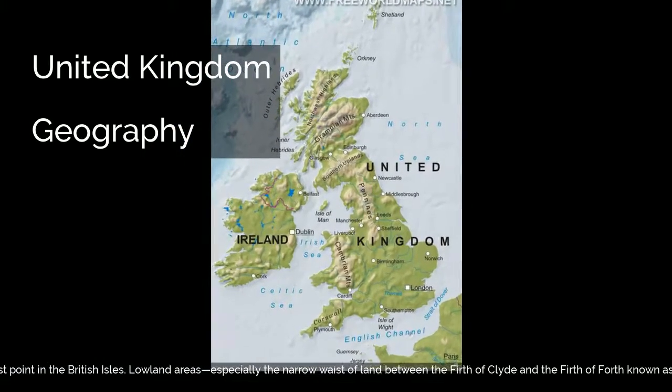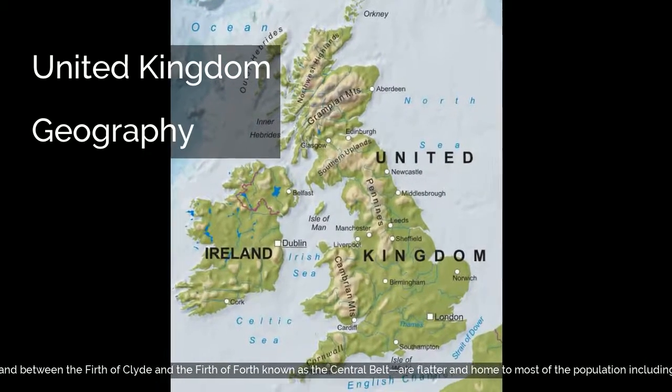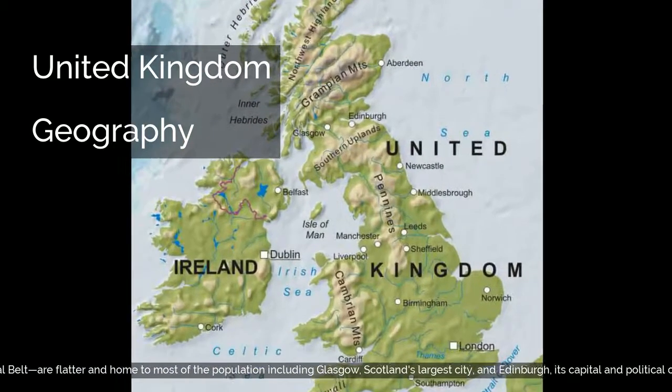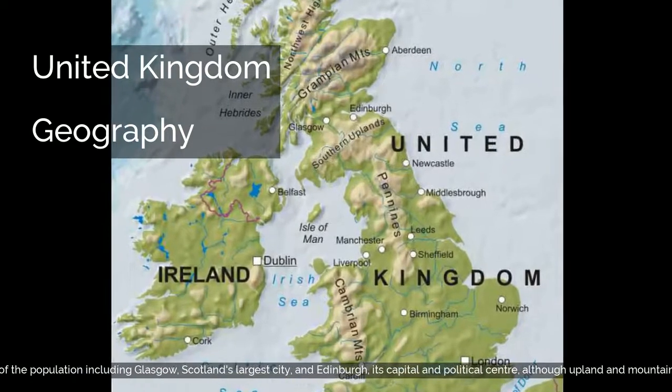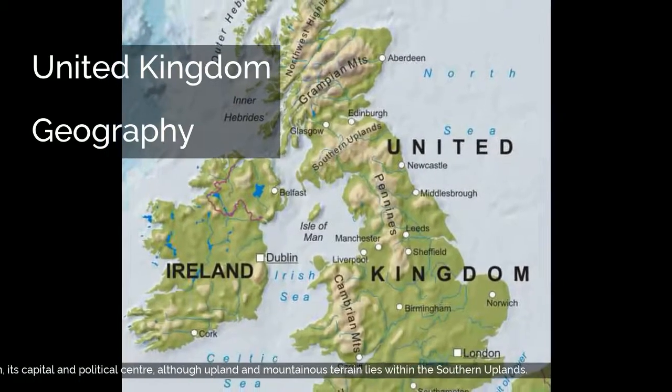Lowland areas, especially the narrow waist of land between the Firth of Clyde and the Firth of Forth known as the Central Belt, are flatter and home to most of the population, including Glasgow, Scotland's largest city, and Edinburgh, its capital and political centre, although upland and mountainous terrain lies within the southern uplands.